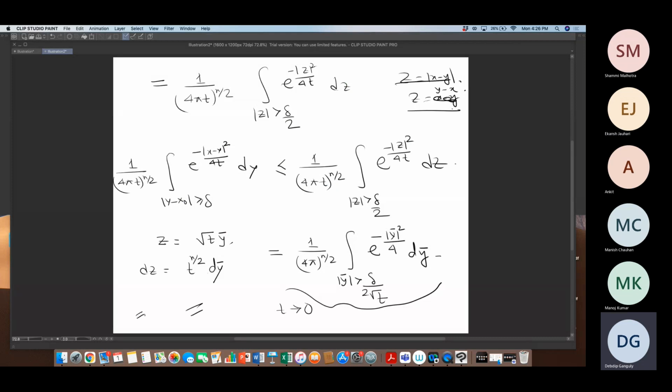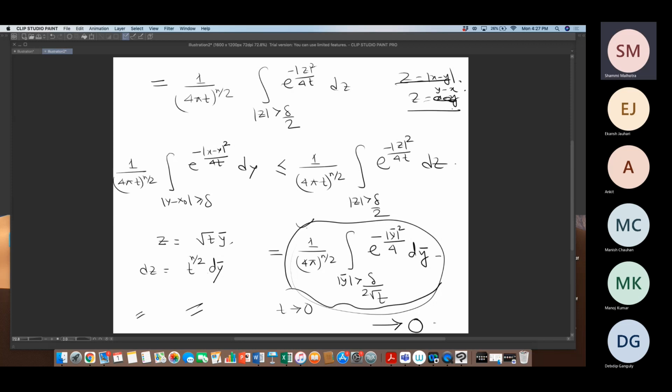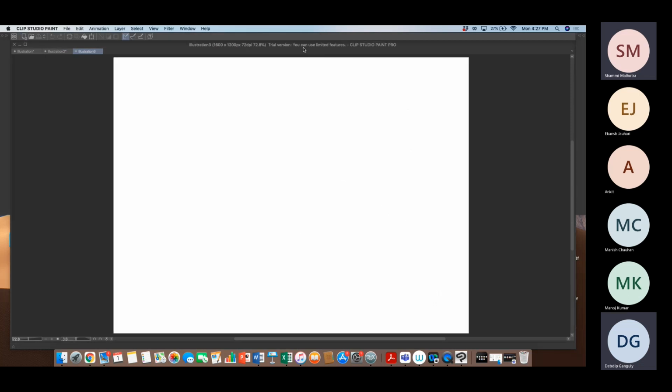Yes, sir. Okay, good. So now as I'm asking for this equation, just see the integral on the right hand side. As t tending to 0, where will this integral go? This goes to 0 because the whole integral converges and we are considering the outer part. Why? The whole integral we know is convergent, and we are decreasing the region. Very good.